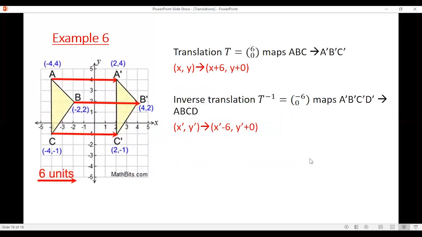Example 6. Let's see the diagram. Is given the triangle ABC. Is given the translation with vector T with coordinates 6 and 0. This translation maps triangle ABC into triangle A prime, B prime, C prime. All the x, y coordinates become x plus 6, y plus 0.